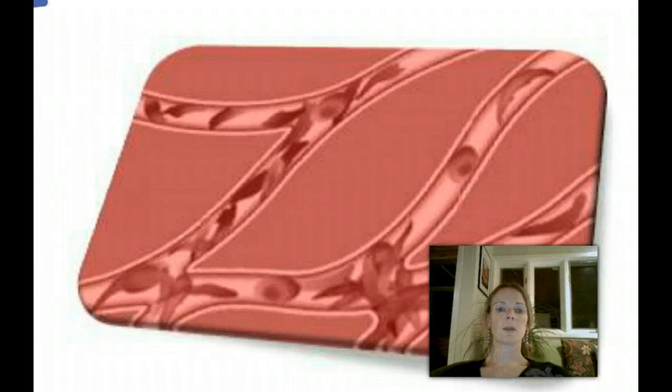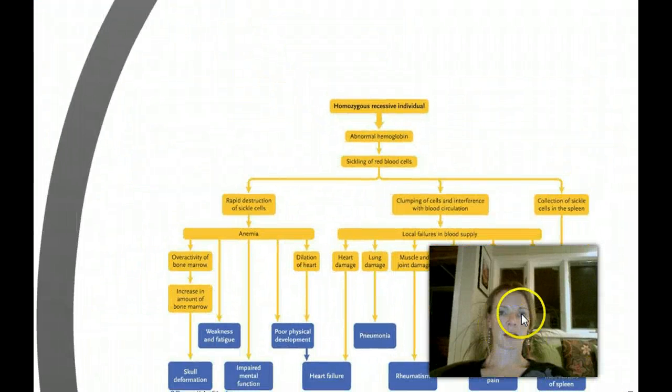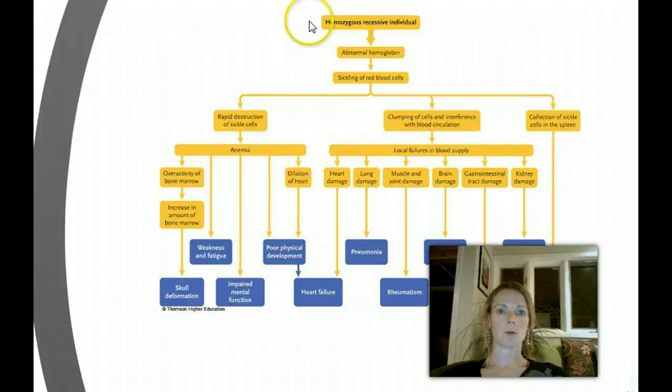The interesting thing behind sickle cell anemia, and this is just a little table showing you, is that a homozygous recessive individual will have abnormal hemoglobin and sickling of red blood cells, and it can lead to all these different things. This is just showing you some of the different effects of sickle cell anemia.